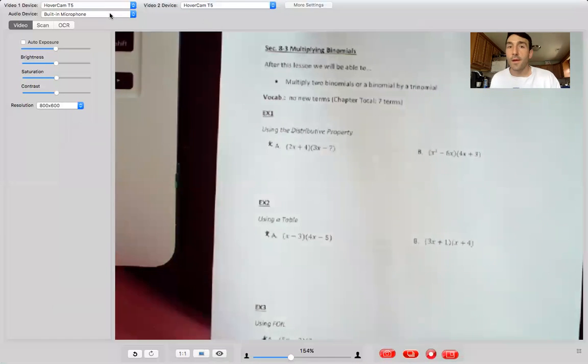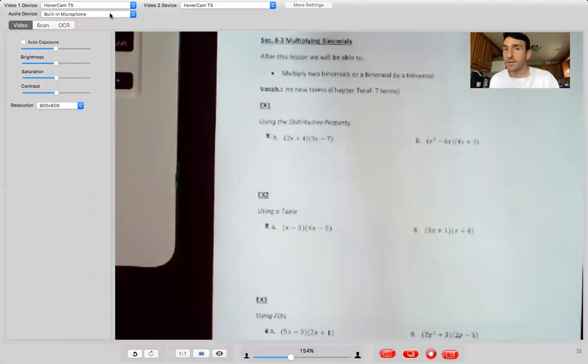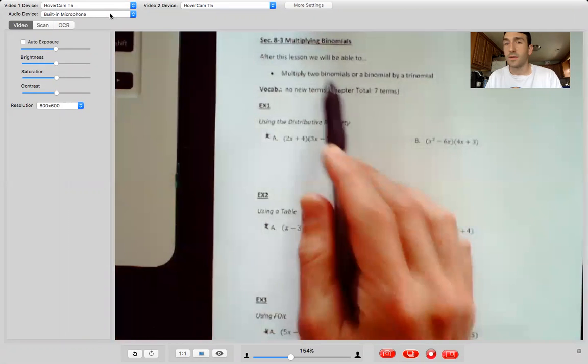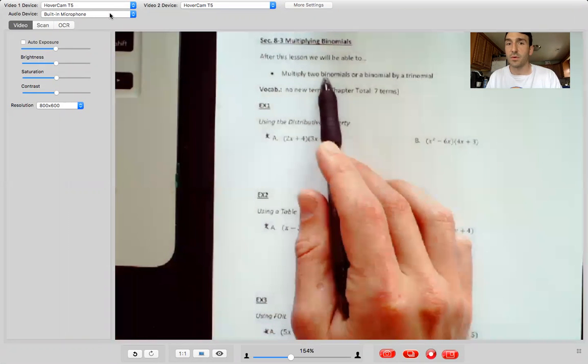All right, so our learning target for 8-3 is after this lesson, we will be able to multiply two binomials or a binomial by a trinomial. I will say that binomial times binomial is going to be much more what you need.